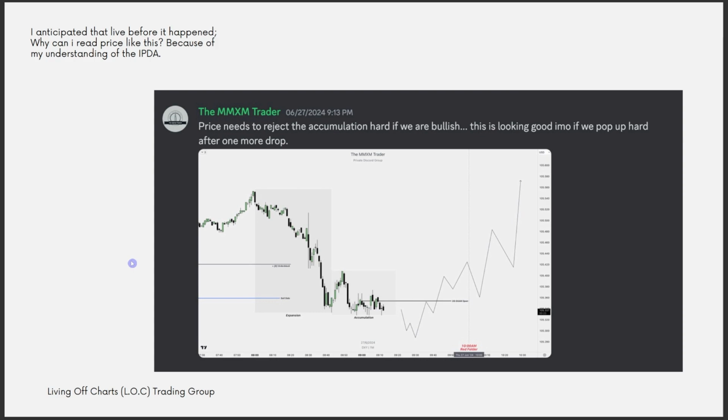Now we anticipated that live before it happened. So why can we read price action like this? Because it's the understanding of that IPDA market cycles, right? So you can see here as well, the MMXM trader posted this. Price needs to reject the accumulation hard if we are bullish. This is looking good, in my opinion, if we pop up hard after one more drop. Why do we want to see one more drop? Right? Because we had that accumulation phase over here. So it was expanding lower and then it started to accumulate. So what is likely to happen? We're going to dip down lower first, right? Expanding into a reversal at that key time. This is why we wanted to see higher prices at that key time as well.